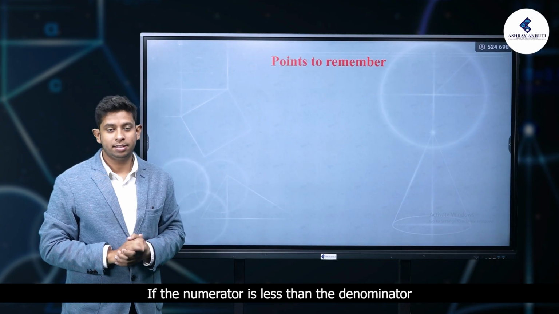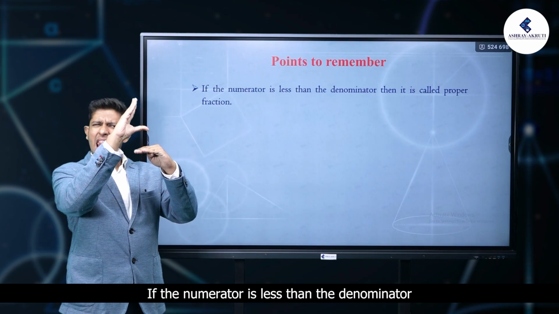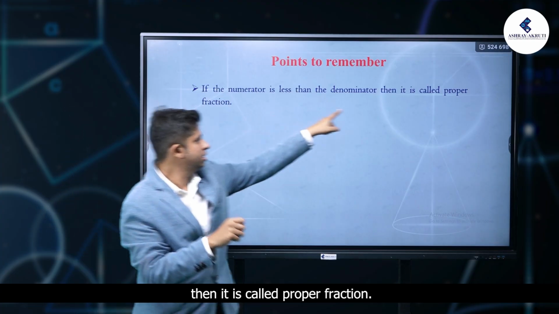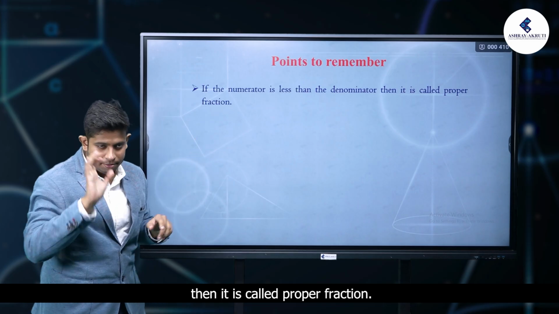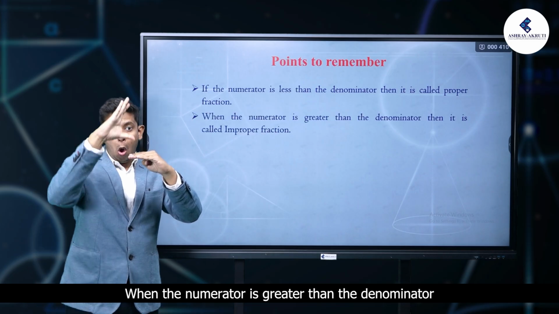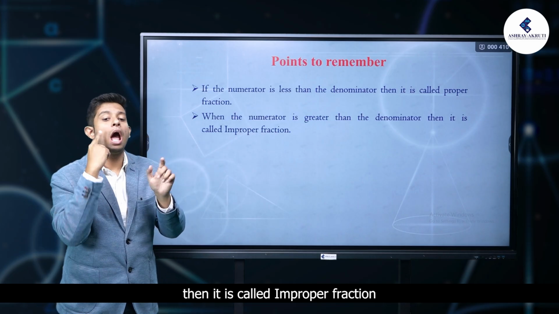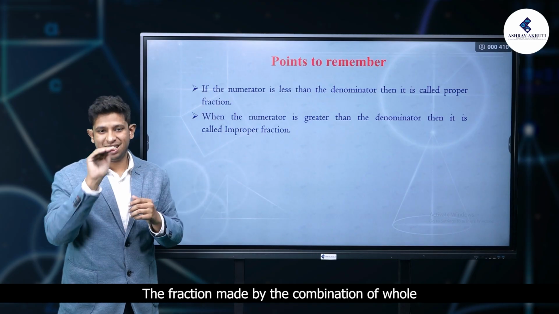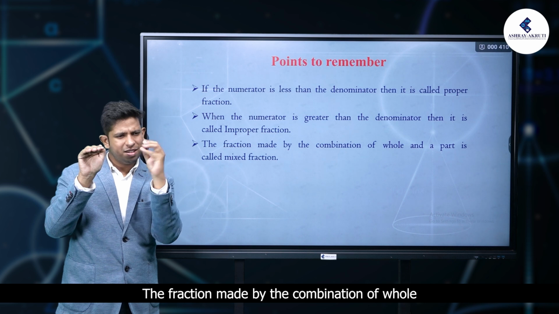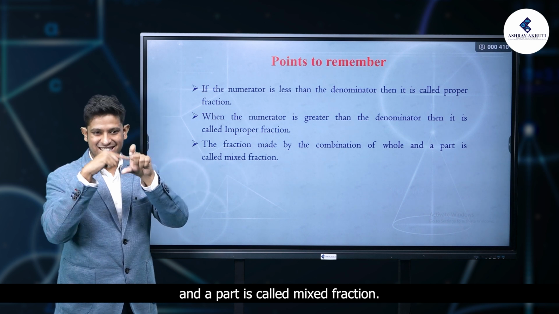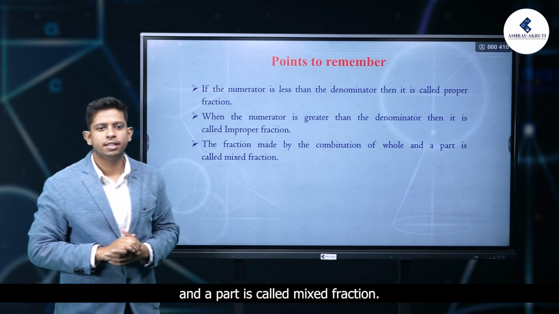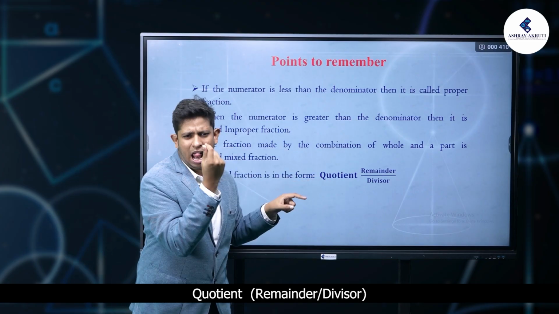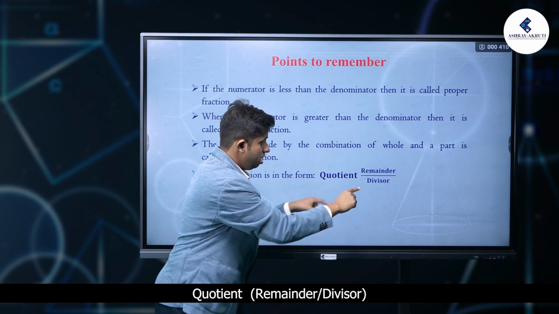Points to remember. If the numerator is less than the denominator, then it is called a proper fraction. When the numerator is greater than the denominator, then it is called an improper fraction. The fraction made by the combination of a whole and a part is called a mixed fraction. A mixed fraction is in the form quotient, remainder by divisor.